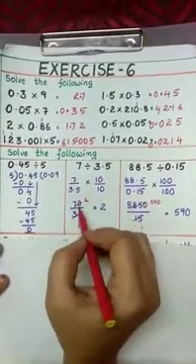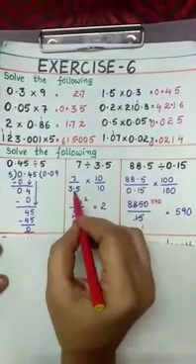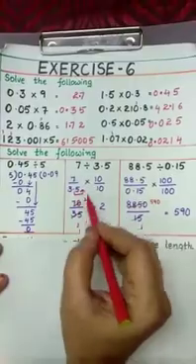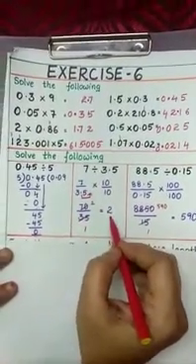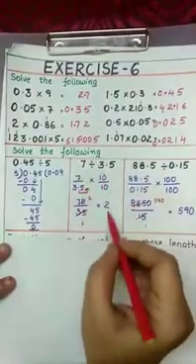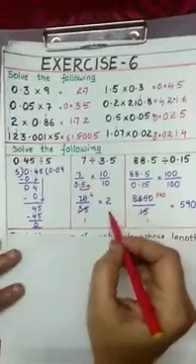Why we are doing this is so that the value will not be changed. So 7 tens are 70. 3.5 into 10 means we shift the decimal after 1 place, which gives 35. 35 ones are 35, 35 twos are 70. So 7 divided by 3.5 is 2.